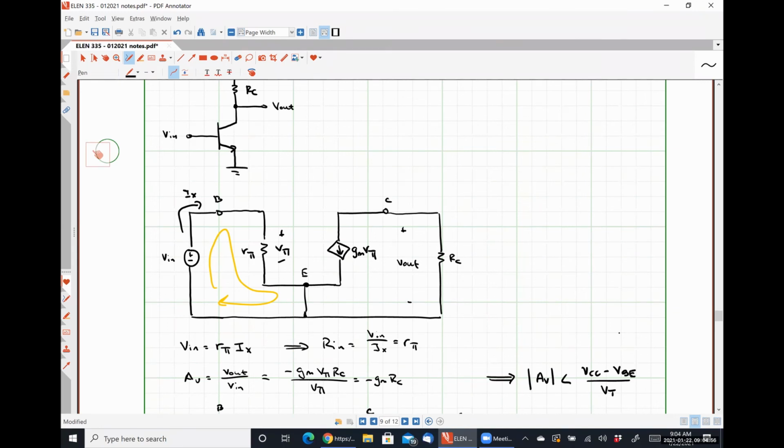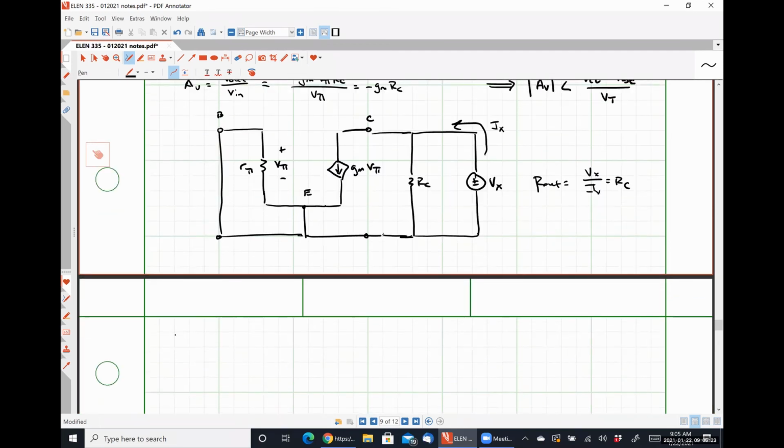If the early effect were included, how would it change our small signal model? We would have a resistor R0 in parallel with that resistor RC, okay? Does that change the input impedance? Not even a little bit, right? Does it change the voltage gain? Absolutely, voltage gain.